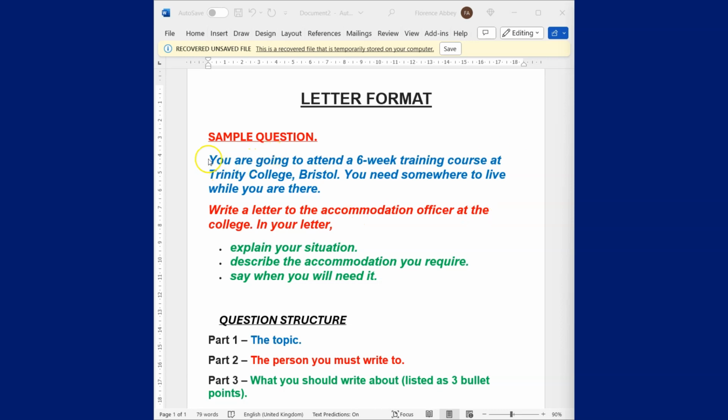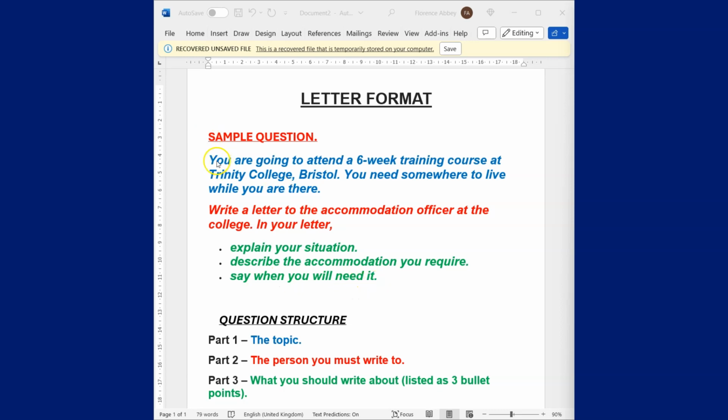Now, this question states that you are going to attend a 6-week training course at the Trinity College, Bristol. You need somewhere to live while you are there. So write a letter to the accommodation officer at the college, and in the letter, explain your situation, describe the accommodation you require, and say when you will need it.